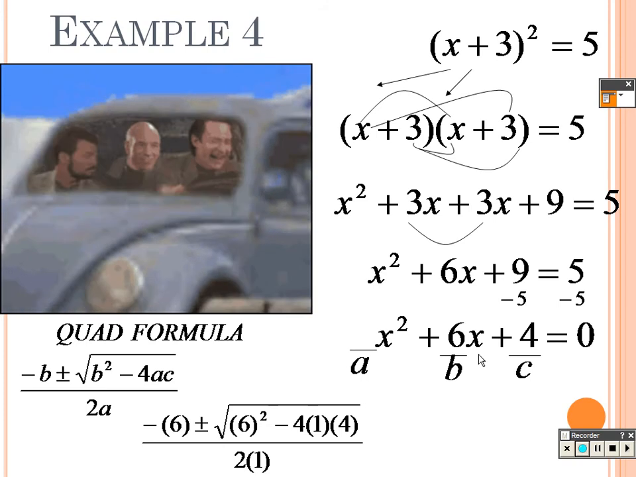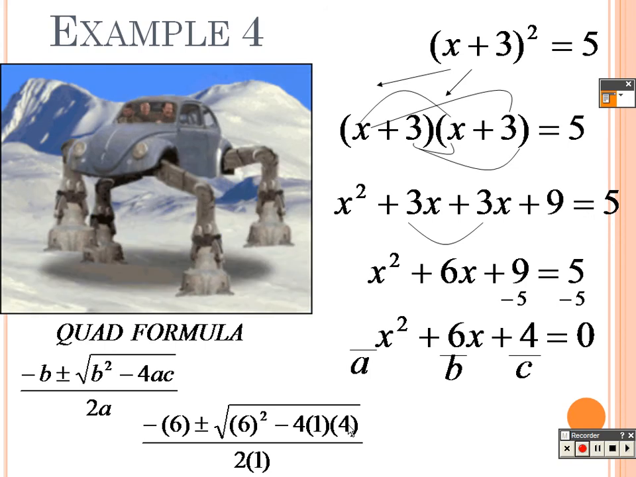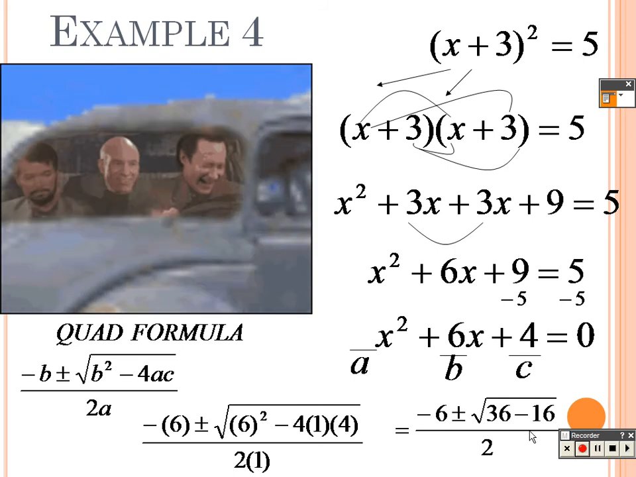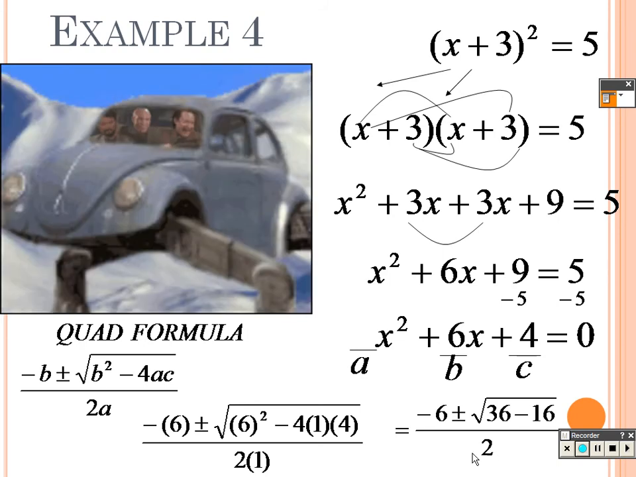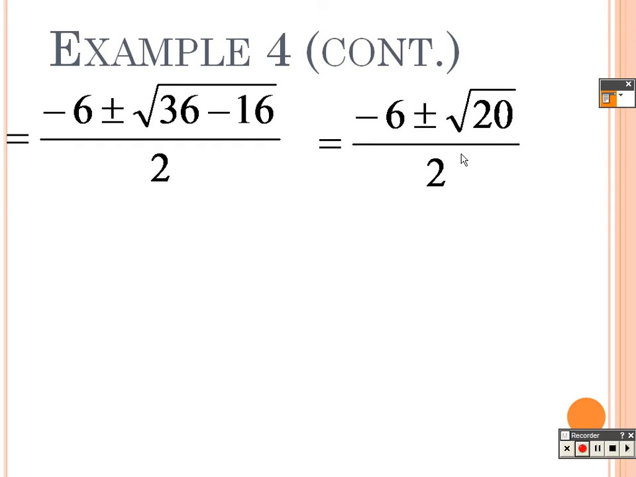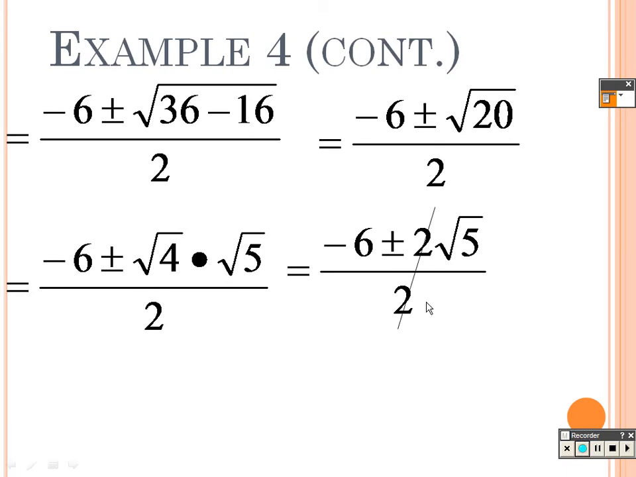So when you plug it all in, you get negative 6, plus or minus the square root of 6 squared, minus 4 times a, which is 1, times c, which is 4, all over 2 times 1. So when you do all this work, 6 squared is 36, 4 times 4 is 16, but it's a negative, minus the 16. So 36 minus 16 is 20, and then you can simplify that to root 4 times root 5, and root 4 becomes 2. And you also realize, hey, I can divide a 2 out of each of those, so negative 6 divided by 2 is negative 3. And those cancel out, so you actually end up with negative 3 plus or minus root 5.